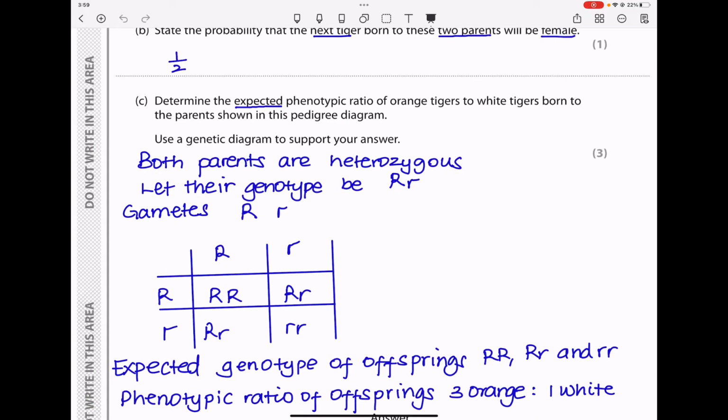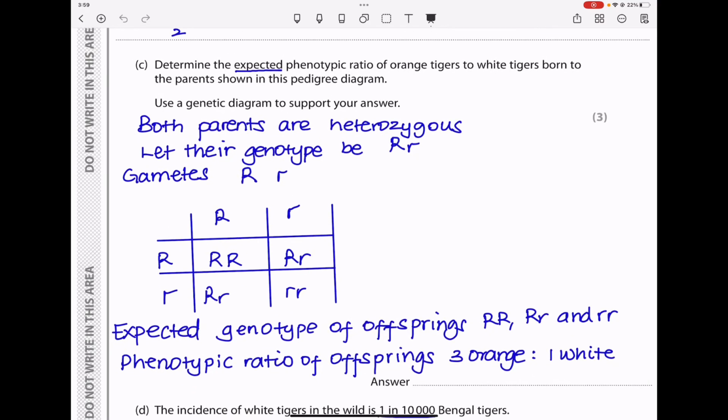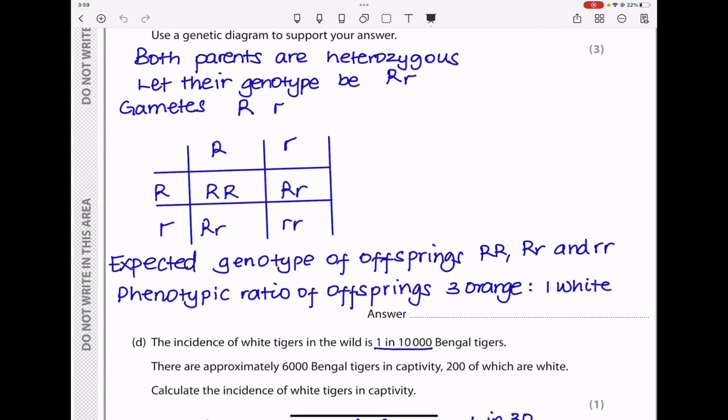In the next part, they say, determine the expected phenotypic ratio of orange tigers to white tigers born to parents shown in this pedigree diagram. Use a genetic diagram to support your answer. You need to remember that from the pedigree diagram, both parents were heterozygous, and if I write their genotype to be that and that, it means the possible gametes are going to be that, as well as this and that, and the possible genotype of the offsprings is going to be that, and that. So down here I said expected genotype is going to be that, and that. And then the phenotypic ratio of offsprings is going to be 3 orange and 1 white.